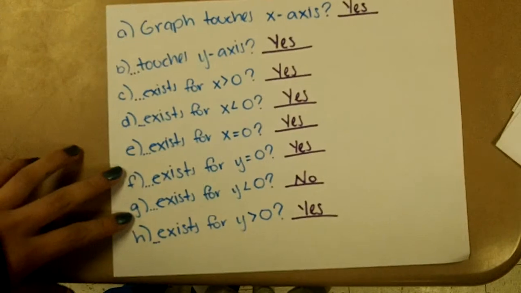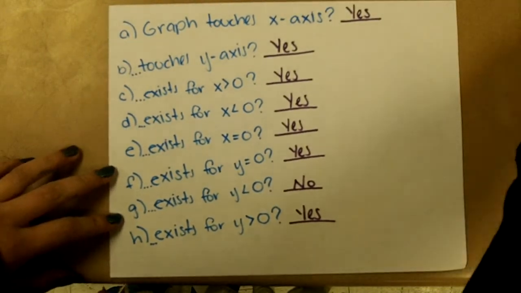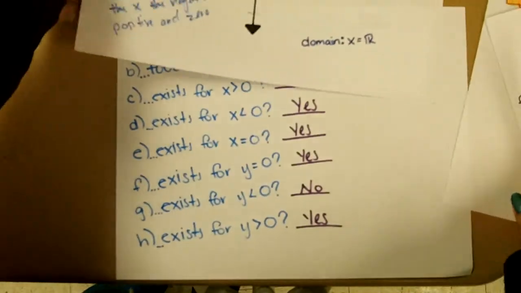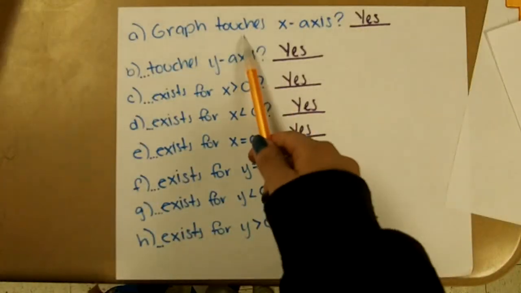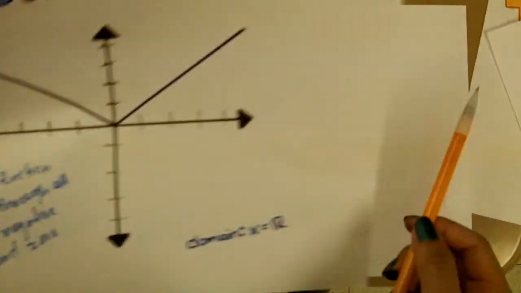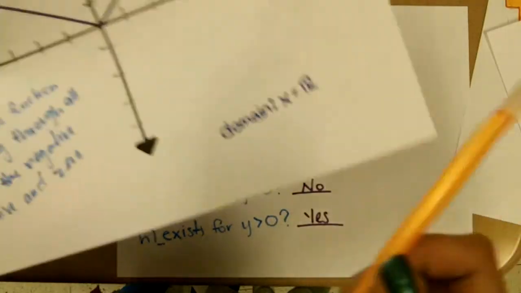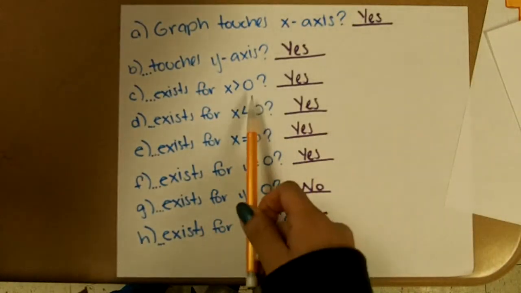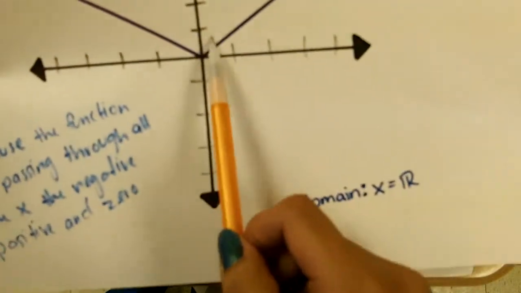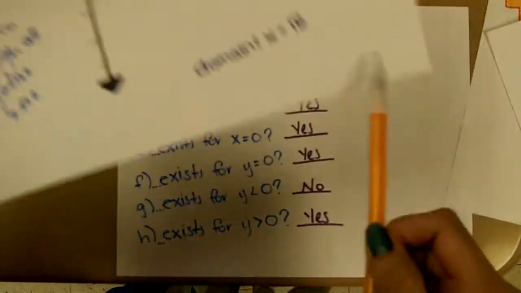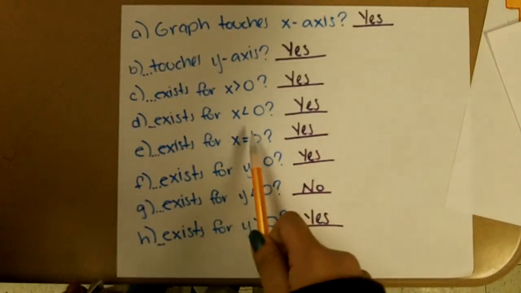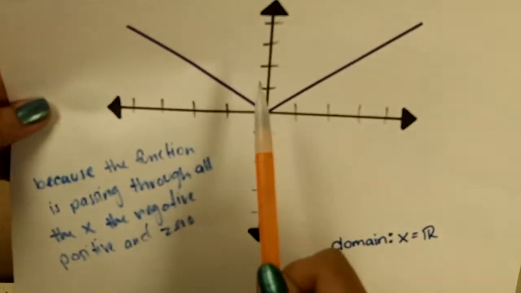Okay, so let's go back to the first graph. Right there. You see? Does the graph touch the x-axis? Yes, it does. You see it right there. Is it touching the y-axis? Yes. Does it exist for x greater than 0? Yes, as you see right here. Is it less than 0? Yes. Is it equal to 0? Right there.